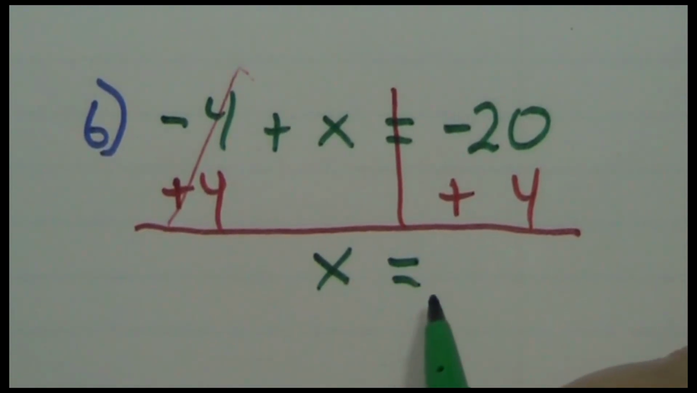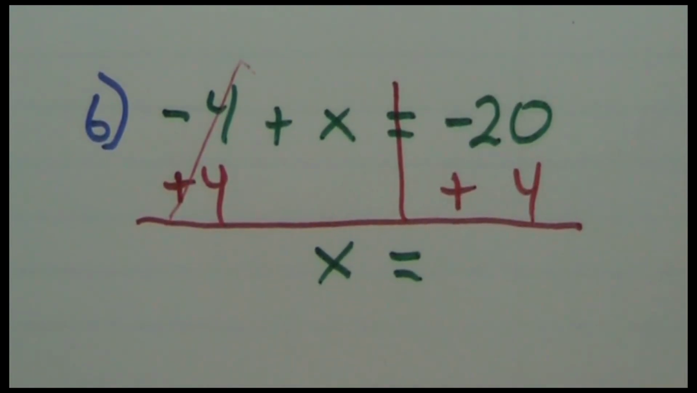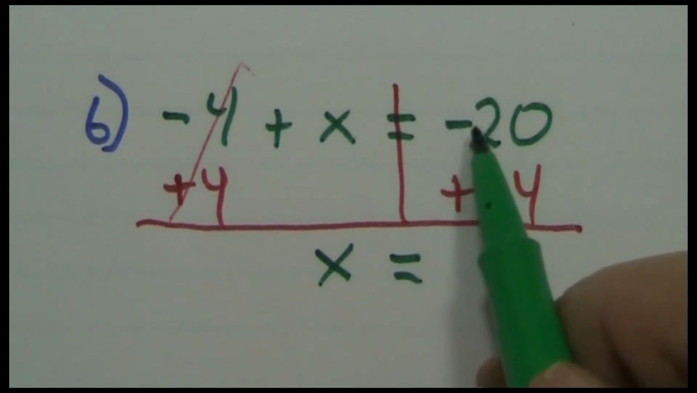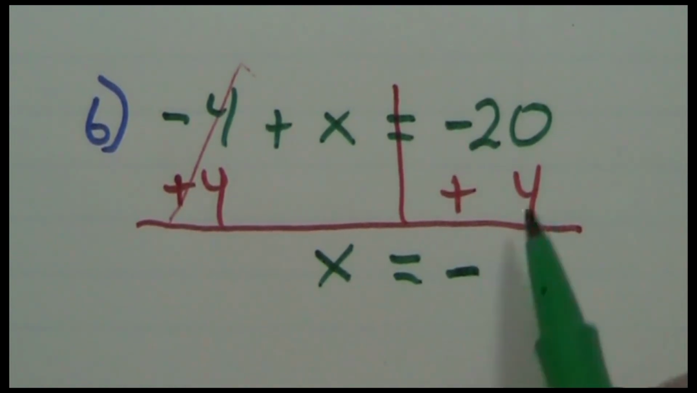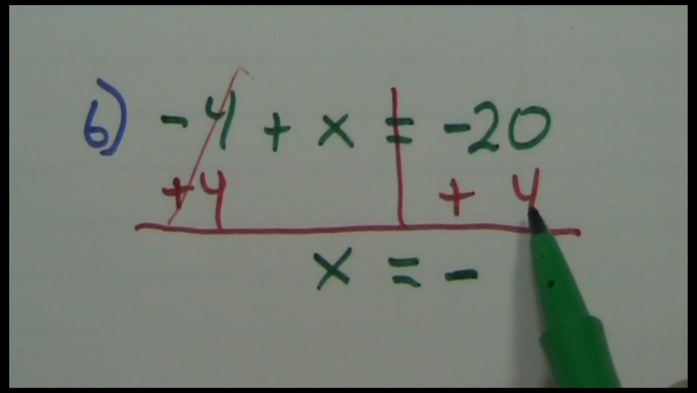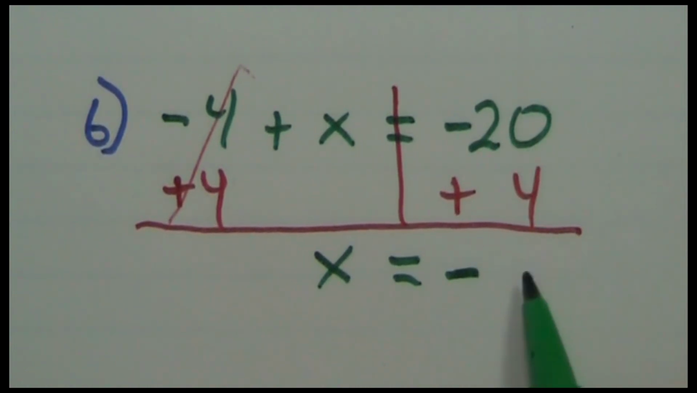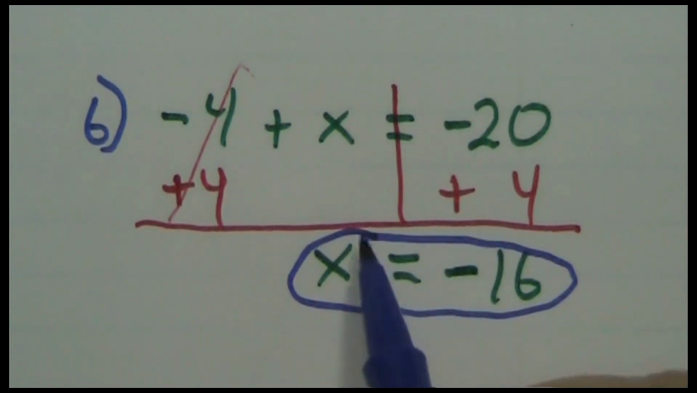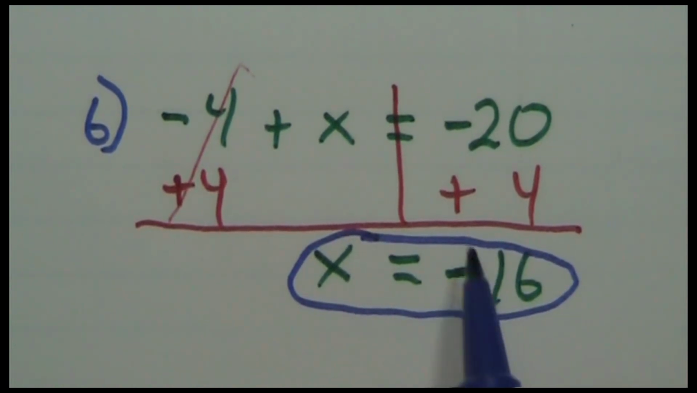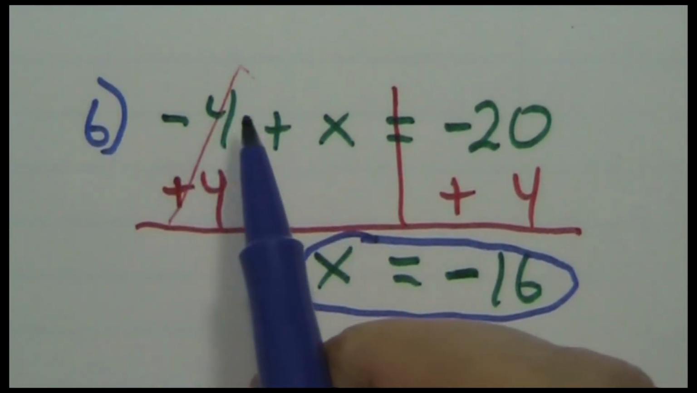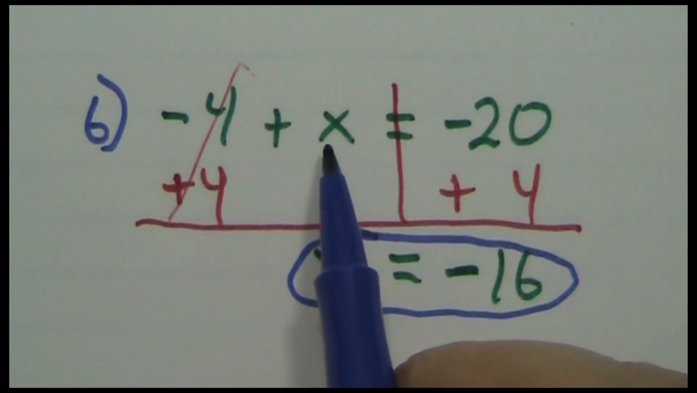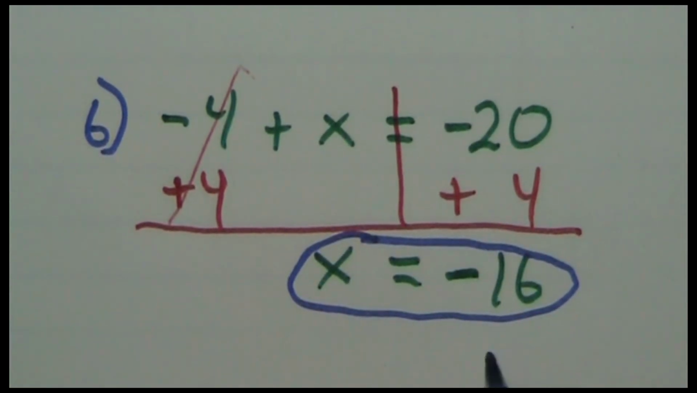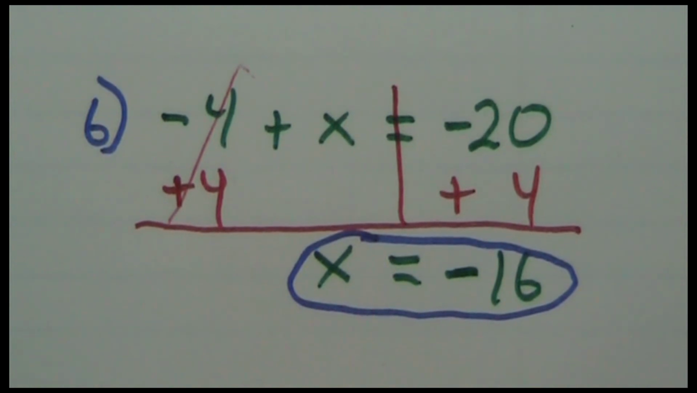Bring down my equals. Now I have negative 20 plus 4. Well, I know there's more negative. There's more minus, for example. So it would be negative 16, right? 20 take away 4 is 16. Would that work? Let's see, negative 16. If I put that there, negative 4 and negative 16. That is negative 20. Our solution is correct.